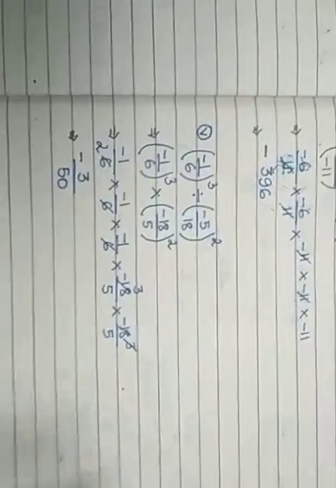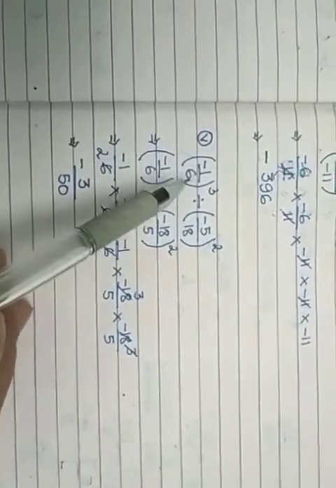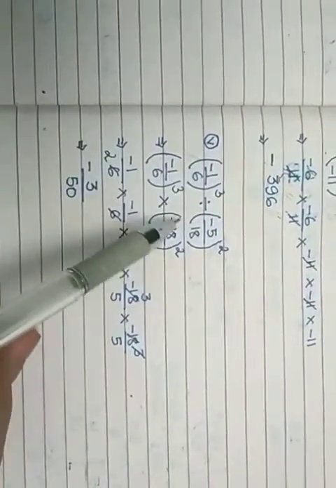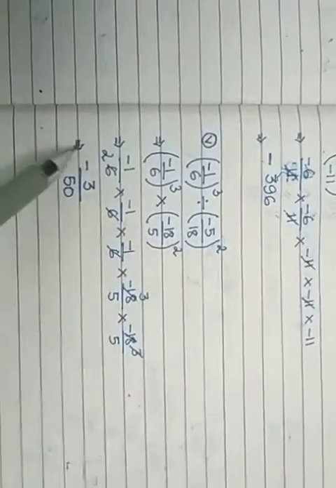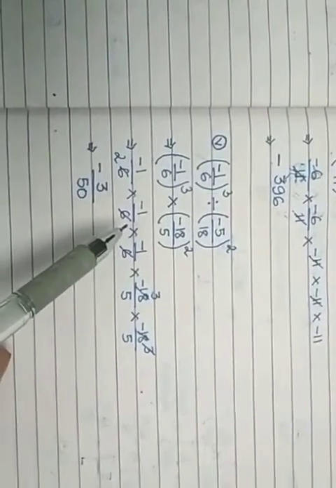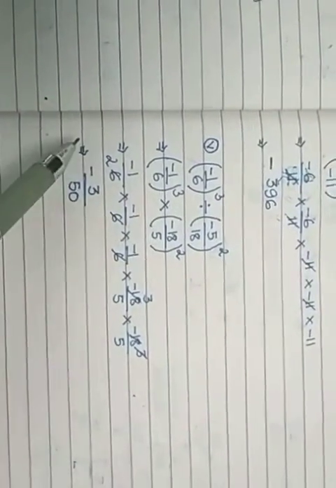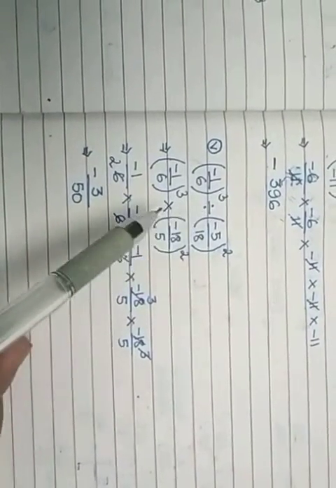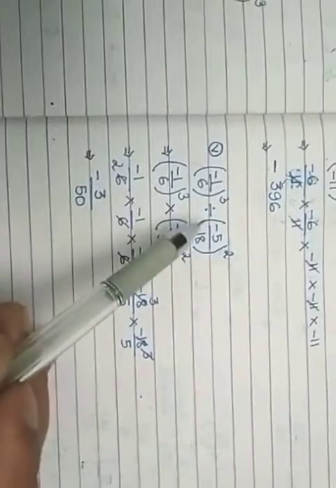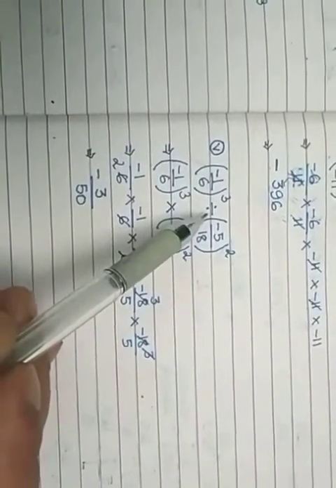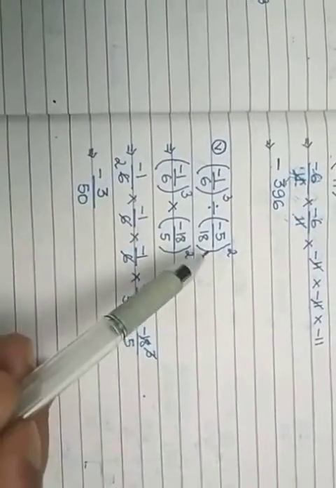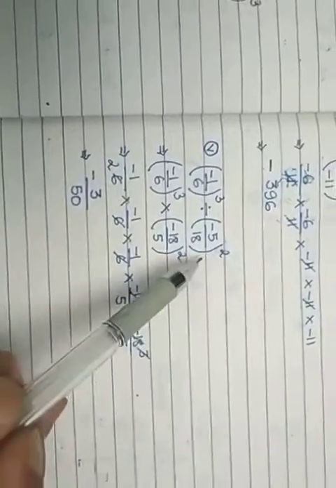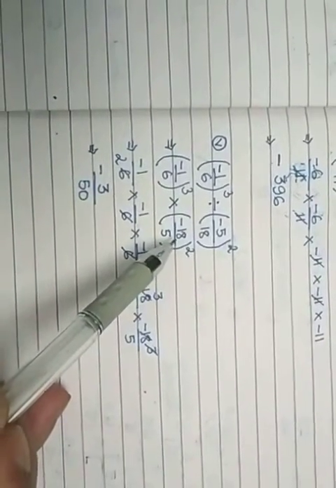Okay, so moving on to the next one. What we have here is (minus 1 by 6) to the power 3 divided by (minus 5 by 18) to the power 2. So simplification, as I've already said, we need to follow the BODMAS rule, isn't it? See, for division I need to convert it into multiplication. So what happens when a fractional form division is converted to multiplication? The second term reciprocates, isn't it? So that's what I've done here. See, reciprocation of second term.